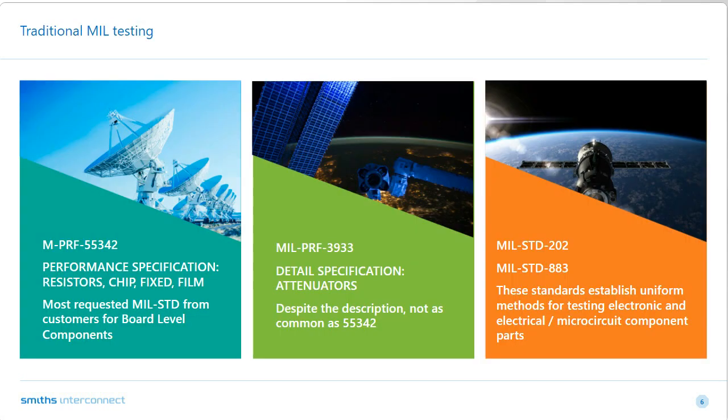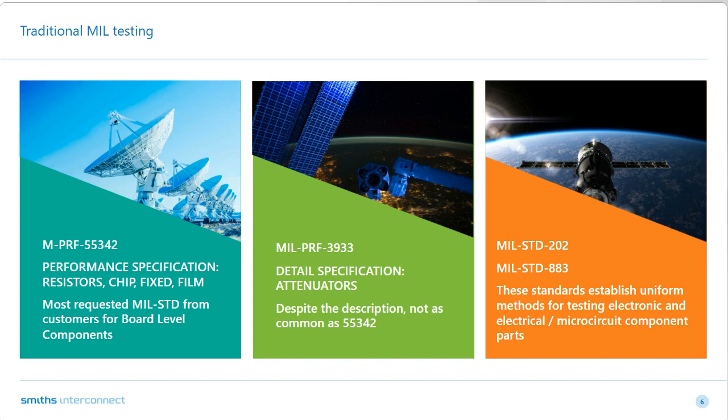Here's some traditional MIL testing that we've experienced. The most common one is MIL-PRF-55342. It's a specification for resistors. It's also used for our temp variable as well, even though the title says it's for fixed resistors. And it's very common for our board level components. There's also MIL-PRF-3933. That one's also common, but not as common as 55342.